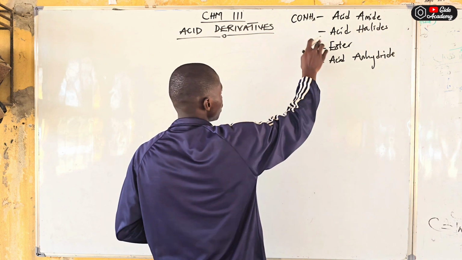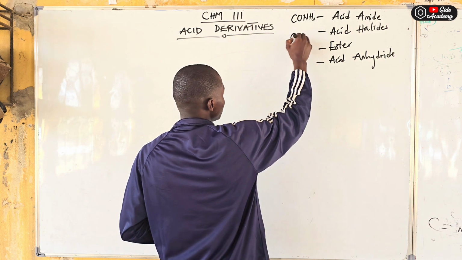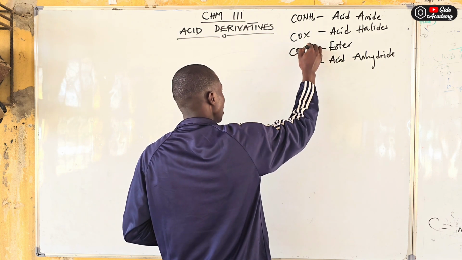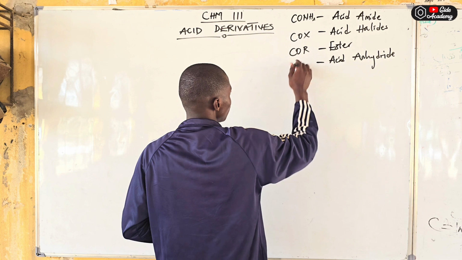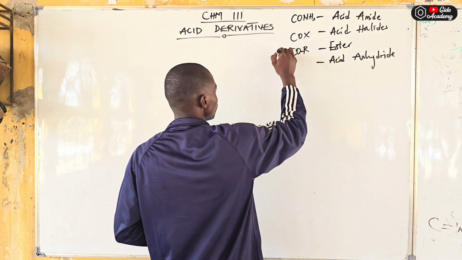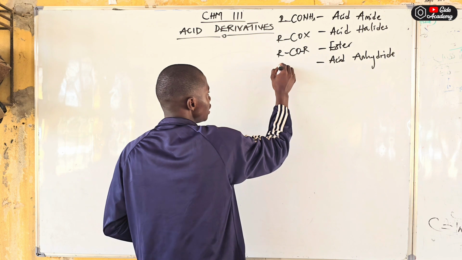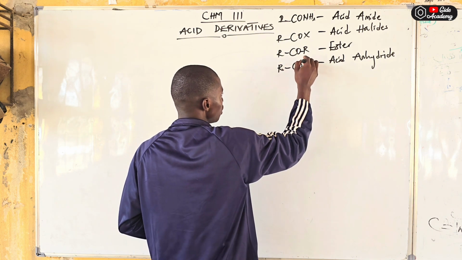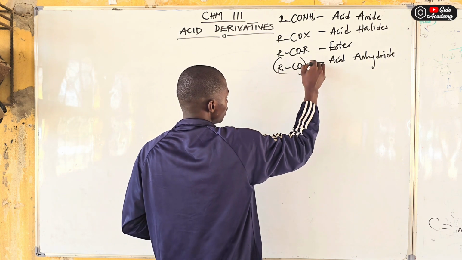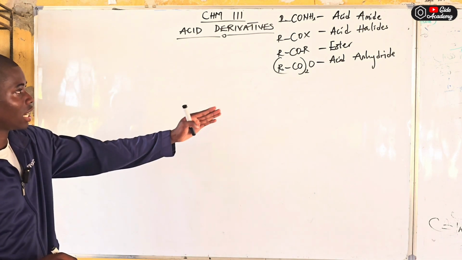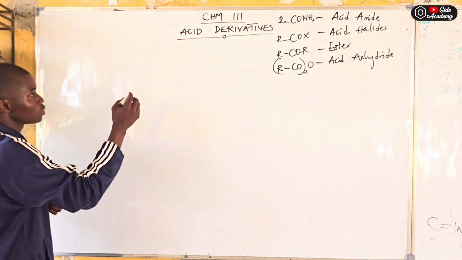So the functional group for acid amide is CONH2. Let me use that. For halide is COX. For ester is COOR. Let me put R here so you understand better. While for acid anhydride is RCO, here is 2 and here is O. So this is for acid anhydride. So let's start with the acid amide.